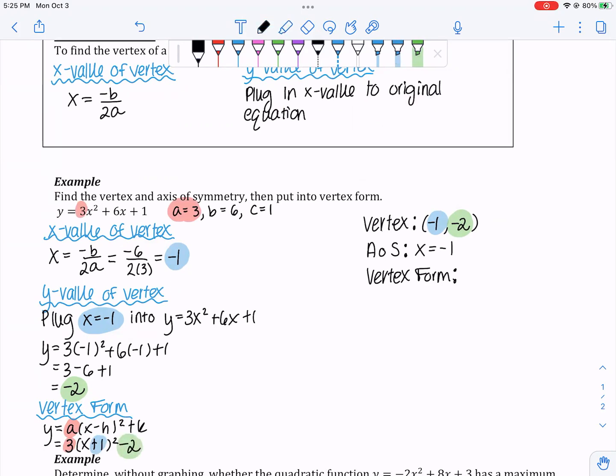So here we have it. y equals 3 times x plus 1, quantity squared, minus 2. Bam. Easy peasy. If you were to FOIL this guy out, you would get back to this guy over here. So those are the same equation.